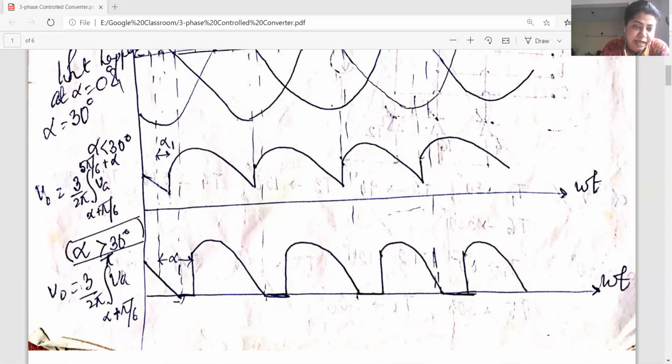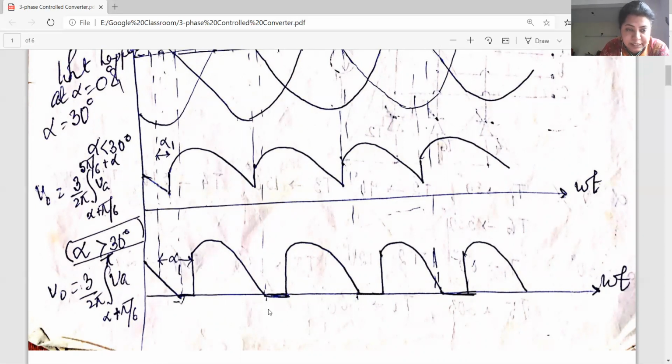So what will be the average output voltage for this particular waveform? So V average will be equal to, same 3 pulse output, so here 3 by 2 pi integration of alpha plus pi by 6. This is constant because here this is 30 degree. 30 degree plus alpha, wherever you are starting to fire, that will be alpha plus pi by 6 to pi, to 180 degree. So this will be alpha plus pi by 6 to pi. And this expression comes as 3 VMP by 2 pi into 1 plus cos of alpha plus 30 degree.